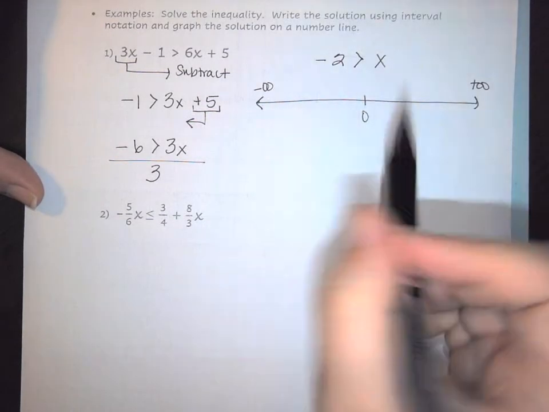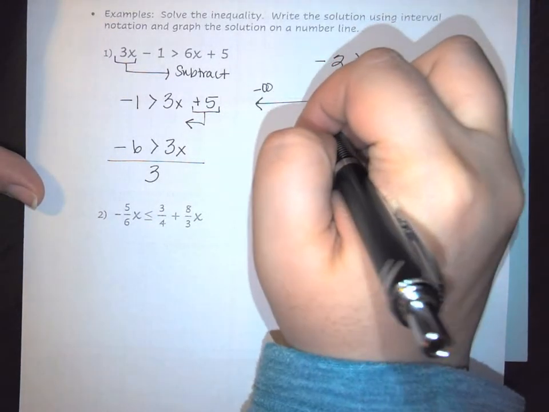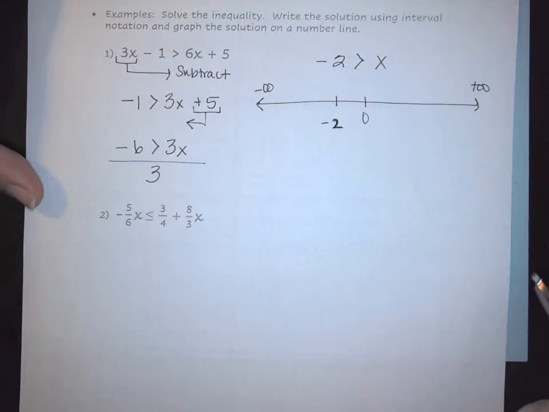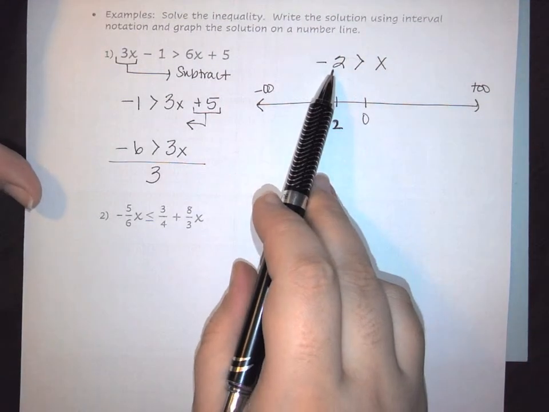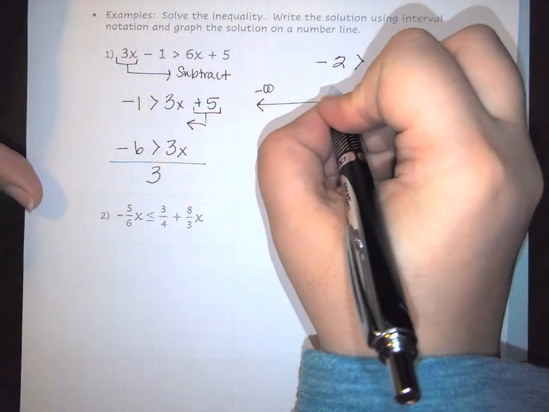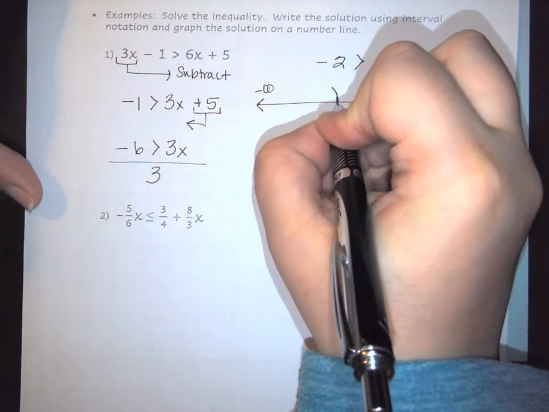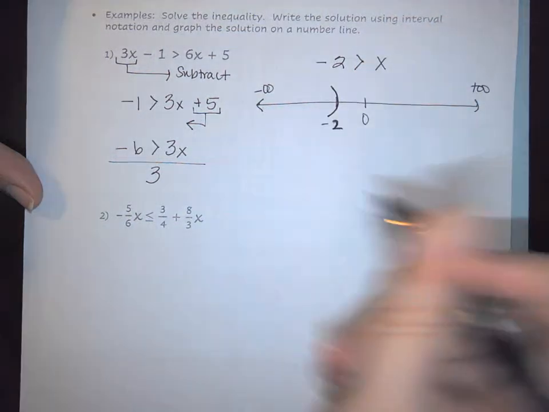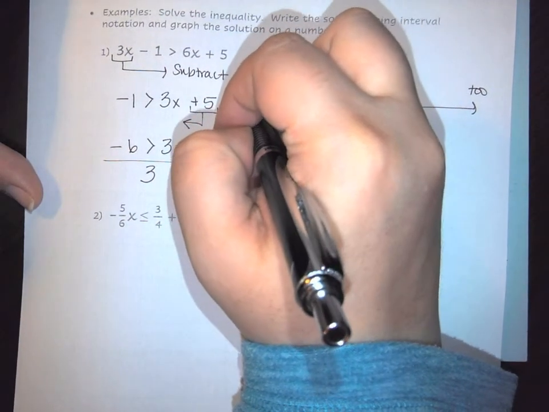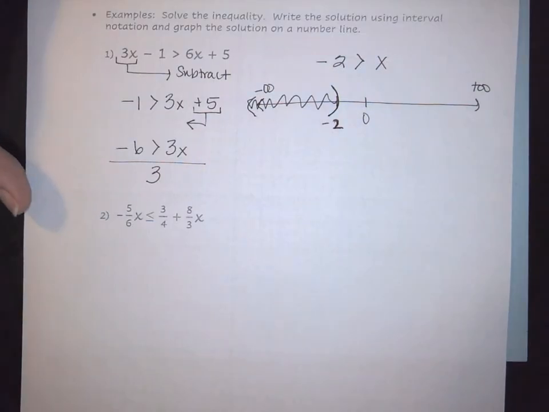We're dealing with negative 2. So I would put in my negative 2. And then we need to look at what's going on. Well, negative 2 is supposed to be the biggest value, and it's not included. So this means parenthesis, and we're going to open that parenthesis towards my negative infinity. So then we're simply going to shade down in that negative direction.